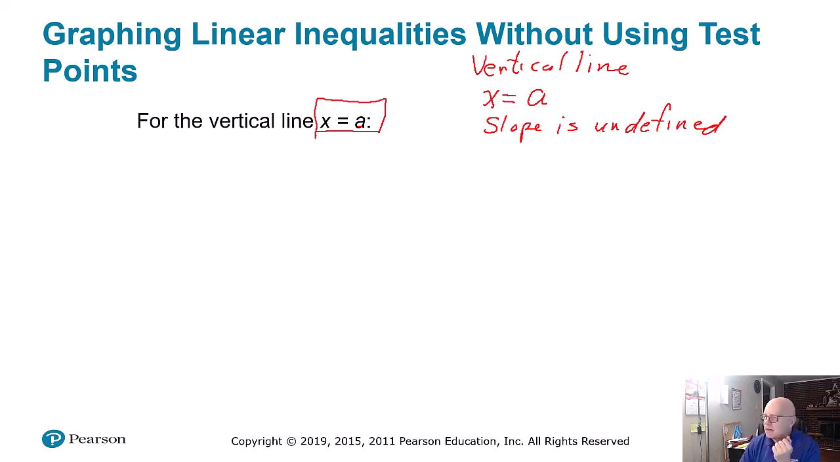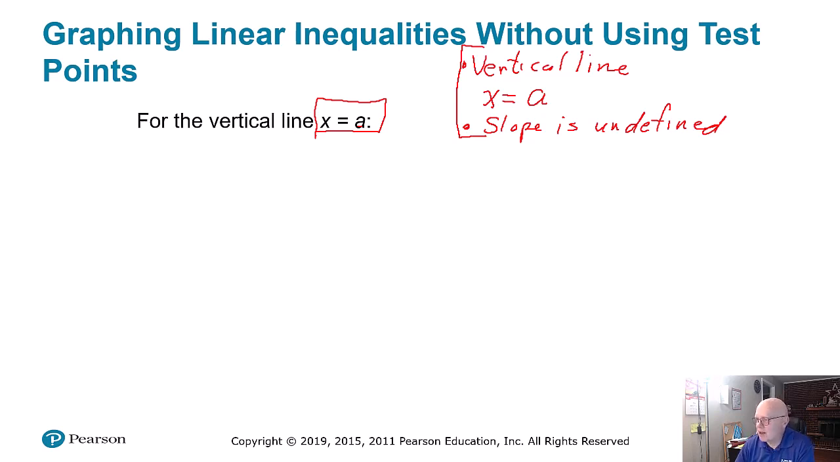Now I'm getting ahead of myself a little bit, but this is a trio of information, all of which are linked. So for example, if you see the equation x equals 52, you know it's a vertical line, and you know the slope of that line is undefined.